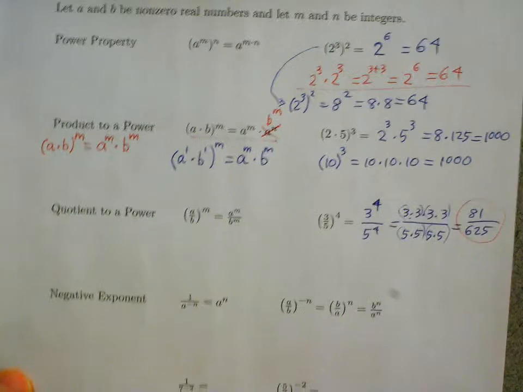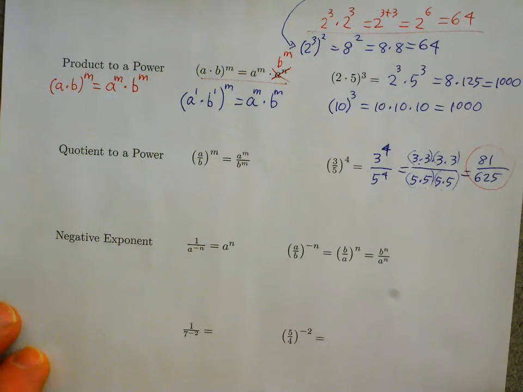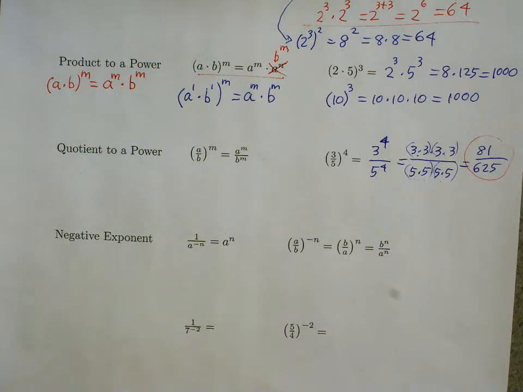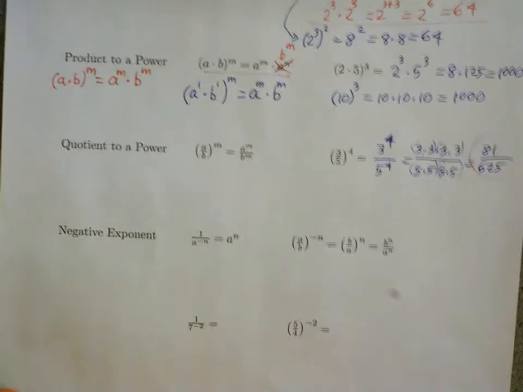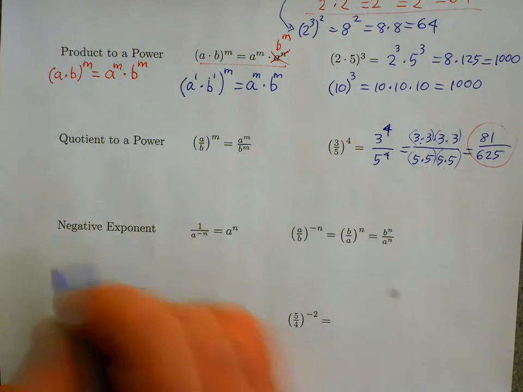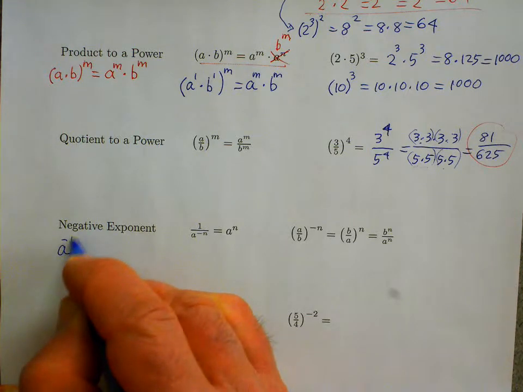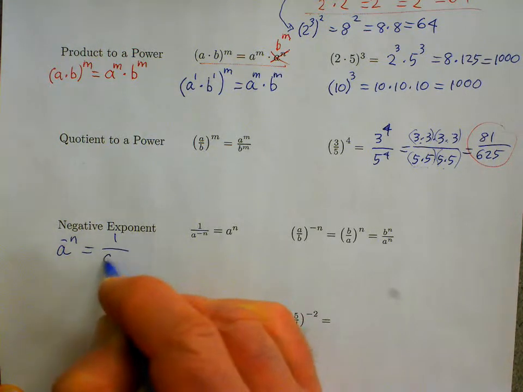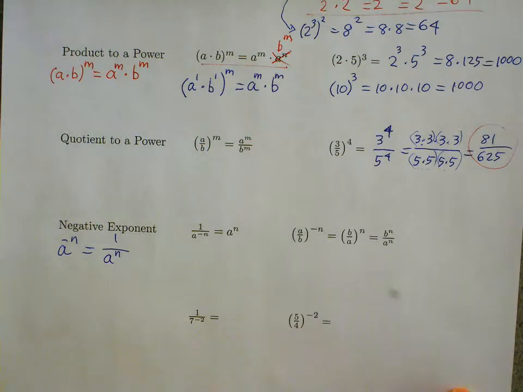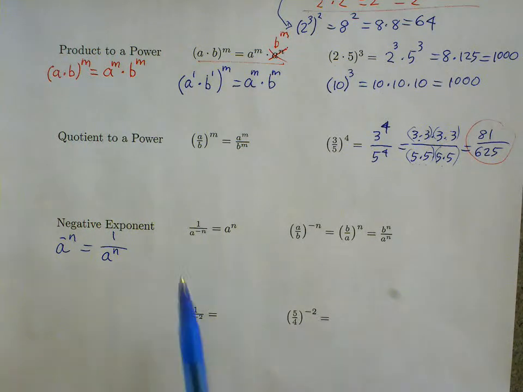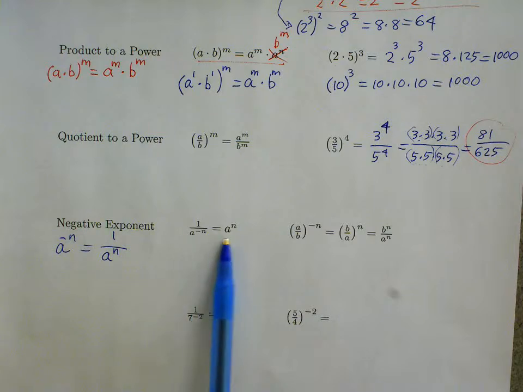Okay, some more to do with negative exponents. So on the first page, we had this property, a to the negative n equals 1 over a to the positive n. Well, this one also works. If you have 1 over a to the negative n, that's equal to a to the positive n.